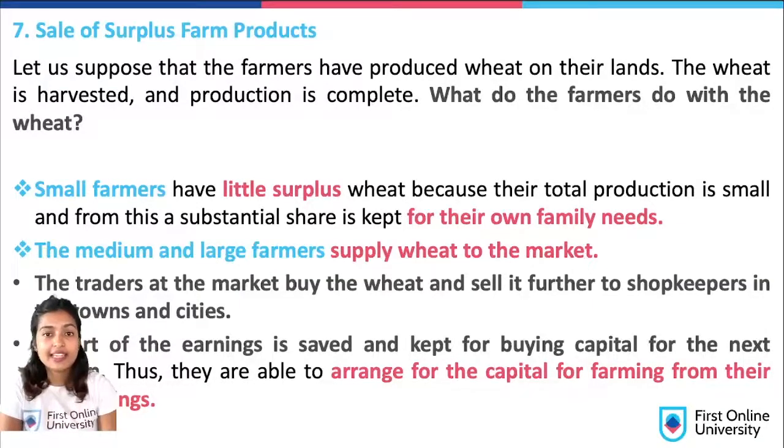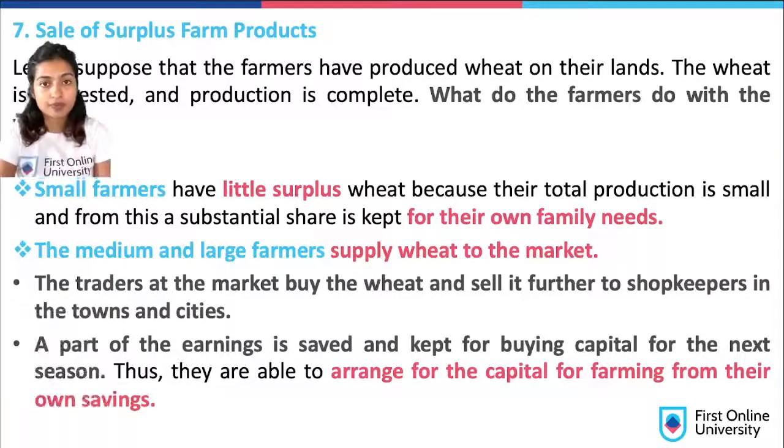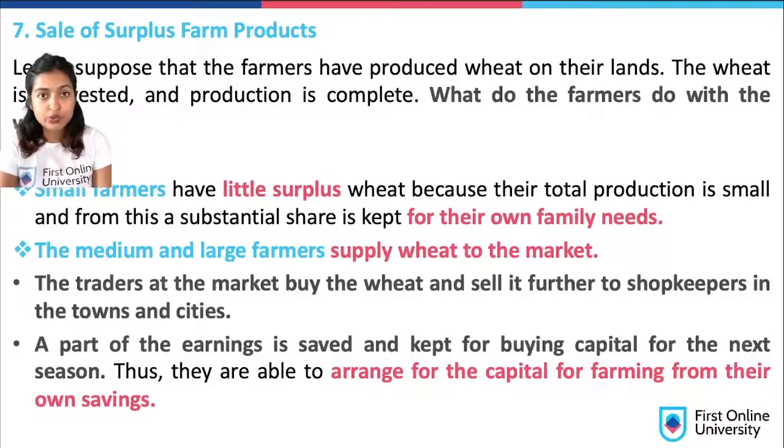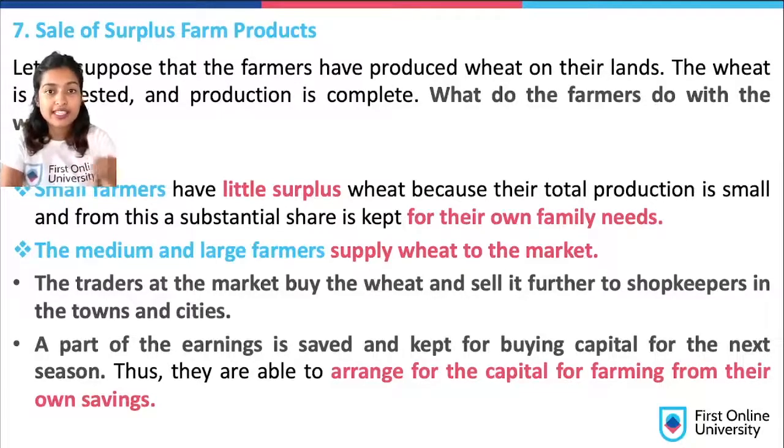So what exactly these medium and large farmers do is that the money that they get out of selling it in the market, they use it for the next production cycle of wheat. Okay, so the next year that they're producing wheat, they will use that kind of profit to buy the inputs. So this becomes an ultimate cycle, and they're not borrowing any kind of money from anywhere.